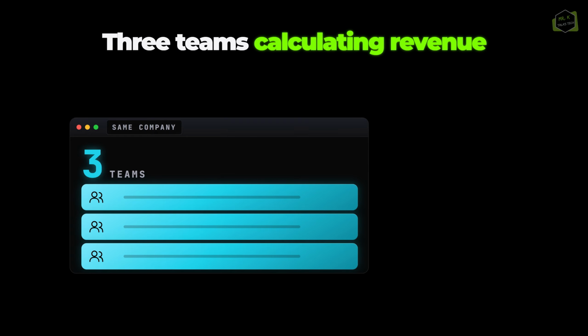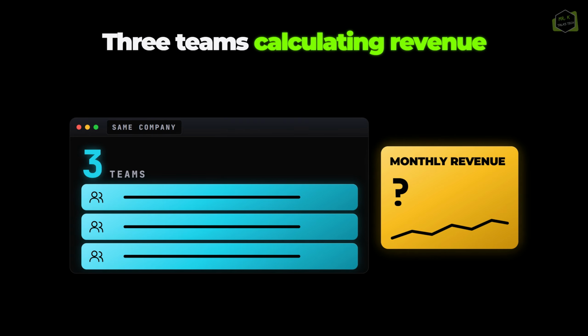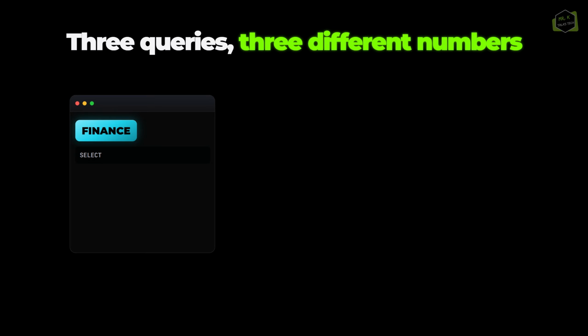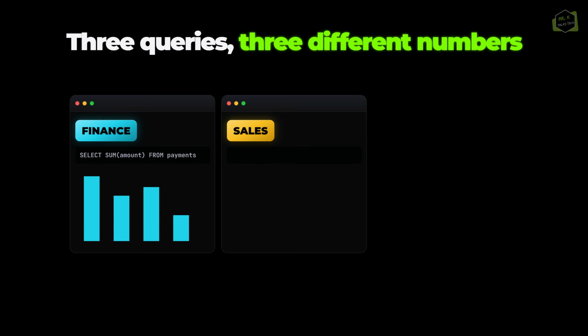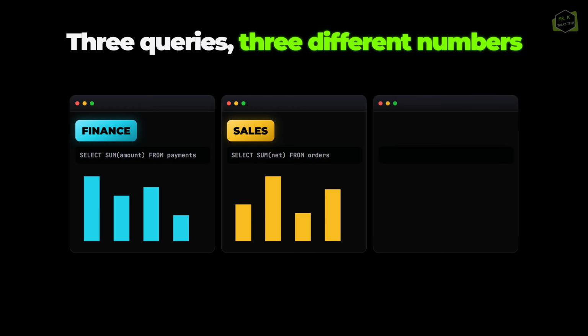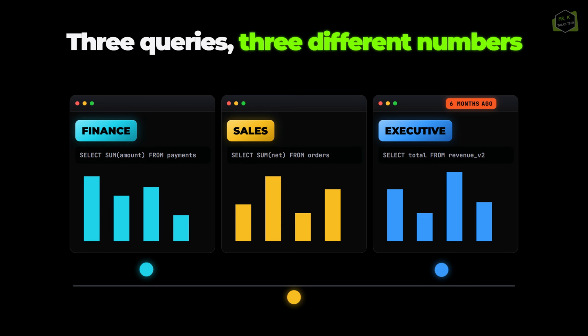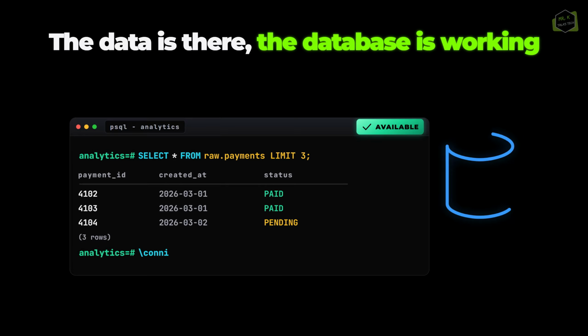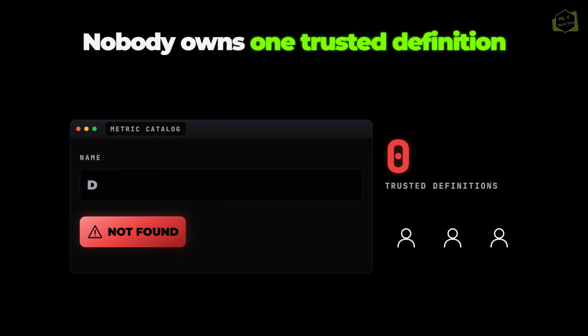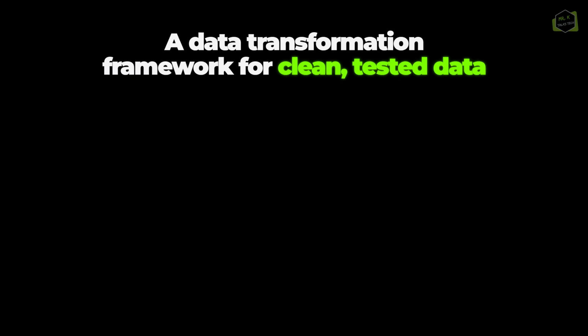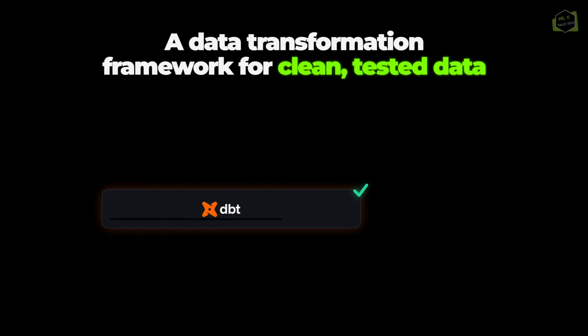Imagine three teams in the same company are calculating monthly revenue. The finance team uses one SQL query, the sales team uses a different query, and the executive dashboard uses another version created 6 months ago. All three dashboards show different numbers. The raw data is available, the database is working. The problem is that nobody has one trusted definition of revenue. This is the type of problem DBT helps solve.